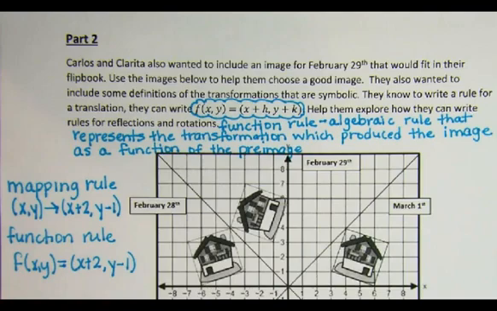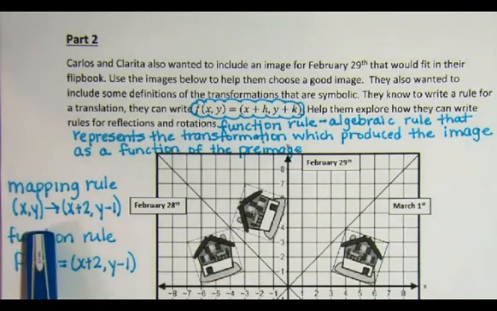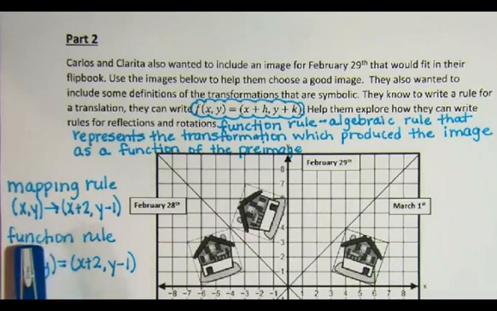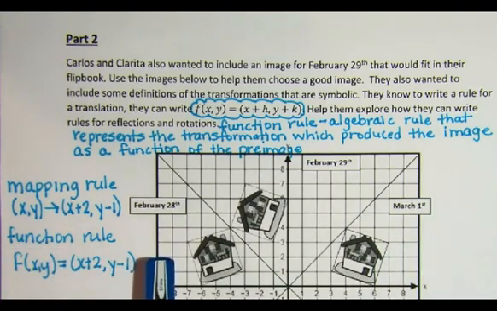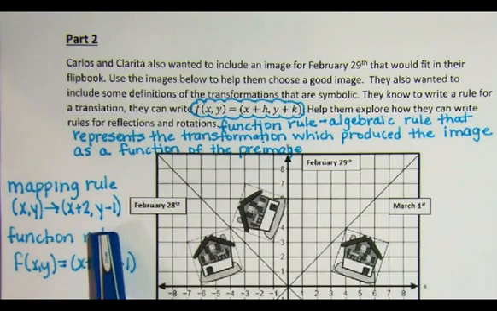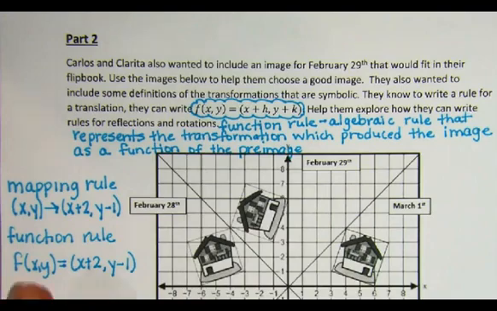In the text, we are introduced to the function rule notation for a translation. In the previous tasks, we used a mapping rule to show the ordered pairs of the input are mapped to the ordered pairs of the output using the rule. In this task, Carlos and Clarita have used a function rule. A function rule is an algebraic rule that represents the transformation which produced the image as a function of the pre-image.